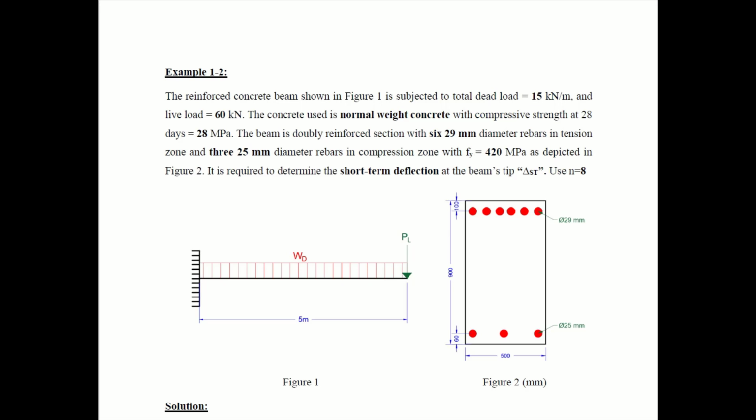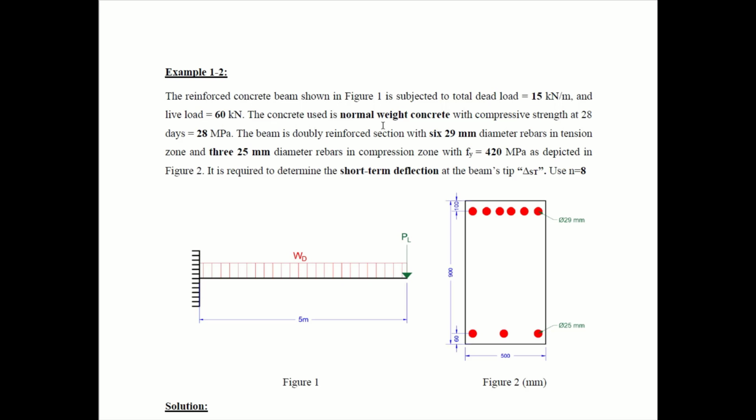So today's example, we have a reinforced concrete beam as shown in figure 1. The beam is a cantilever beam and is subjected to two loads. A uniformly distributed dead load of 15 kilonewtons per meter. When we say total dead load, this means the summation of the self weight and the superimposed dead load. So no need here to determine self weight. This is the total dead load. And we have a concentrated live load at the beam tip, which is equal to 60 kilonewtons.